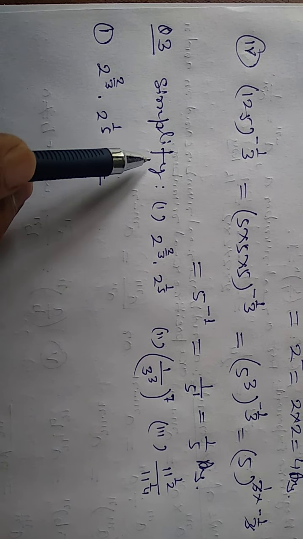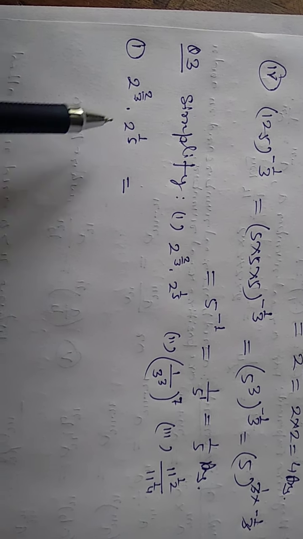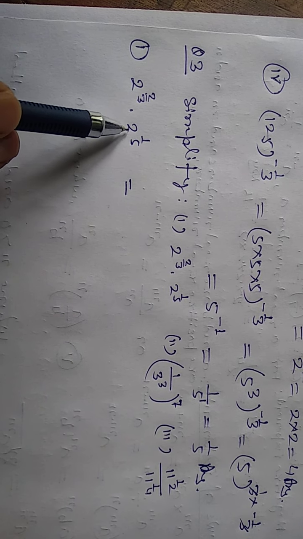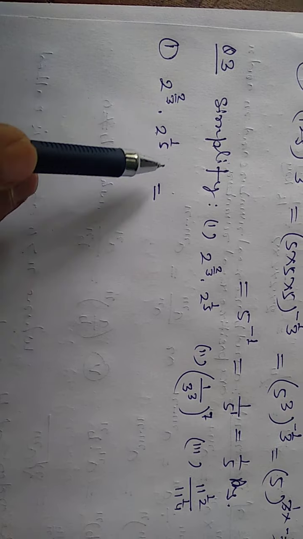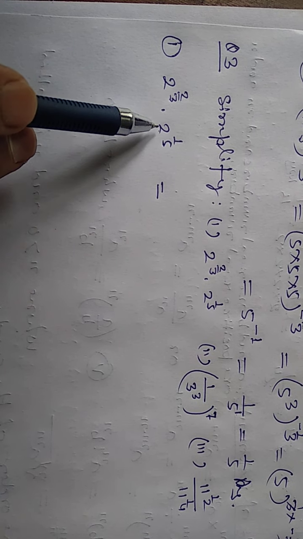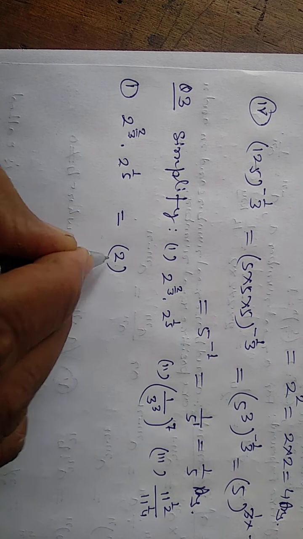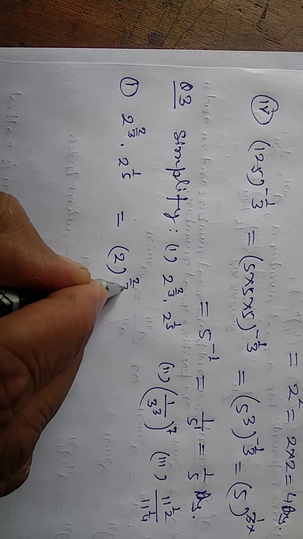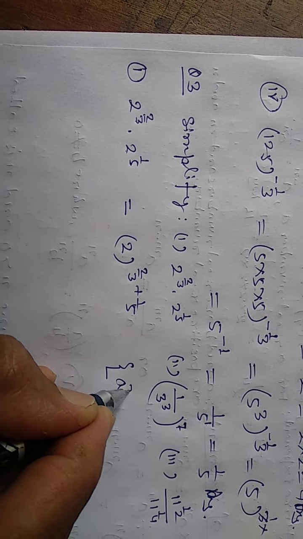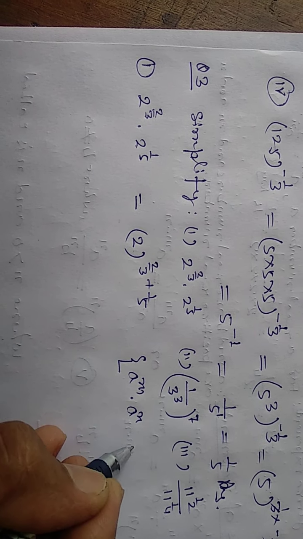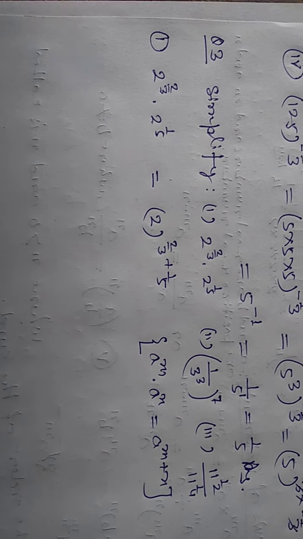Now question number 3, simplify these questions. Now I am going to solve this question number 1. 2 to the power 2 by 3 into 2 to the power 1 by 5. Now see, bases are same and both are multiplied. That means you will add the exponents and you will write only one base. That is, it is 2 and its power will be 2 by 3 plus 1 by 5. From this formula, a to the power m into a to the power n equals a to the power m plus n. Like this.